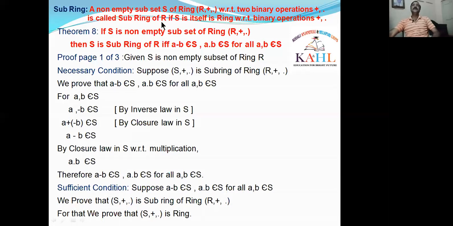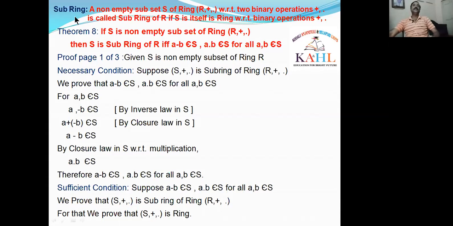That means if we take any non-empty subset S in a ring R, it is said to be a subring if S itself is a ring. The operations are the same as taken on R. If on R we take the operations plus, dot, then on S also we are taking plus, dot.